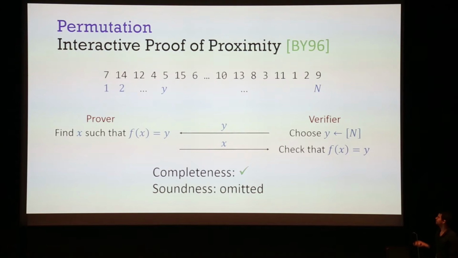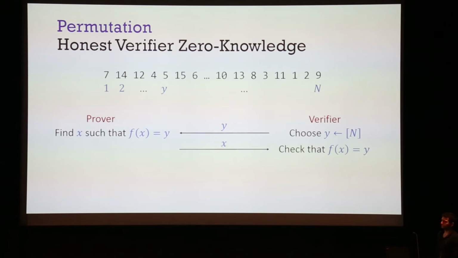Soundness, I will omit. I just want to point out that if f is far from being a permutation, and we will see this later, then it actually has to shrink a lot. The size of the image is small, so the probability that this y has a pre-image is not very high. This is where soundness comes from. But what I want to focus on in this protocol is its zero-knowledge properties. Also note that the verifier is very efficient. It makes only one query to the input. So this protocol actually is honest verifier zero knowledge.